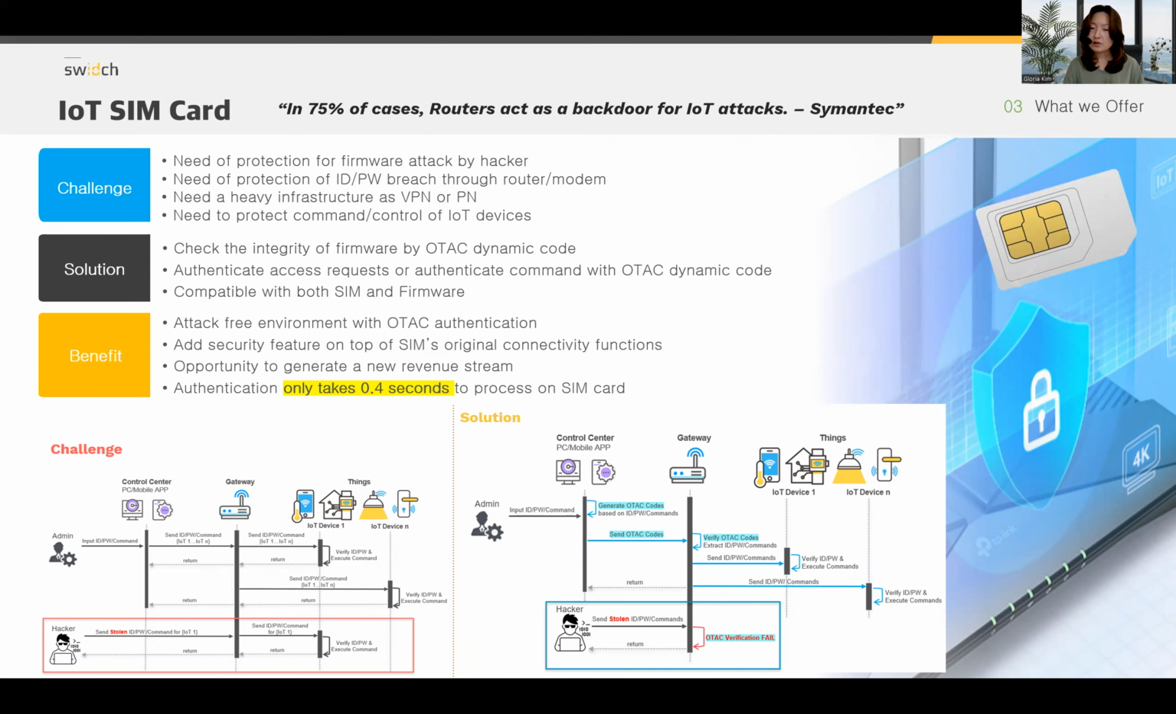OTAC can also be calculated on a standard SIM in 0.4 seconds. It has been officially tested by SK Telecom in South Korea that the OTAC applet successfully functions.